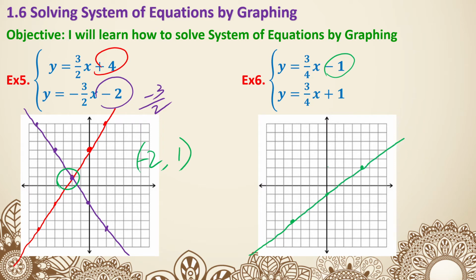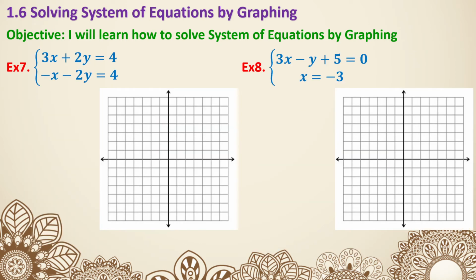That's the first line. Now the second line is at 1. And same thing, up 3/4, or backtrack to the other side to find more points. You can clearly see these two lines are parallel. They do not cross each other, so no solution.